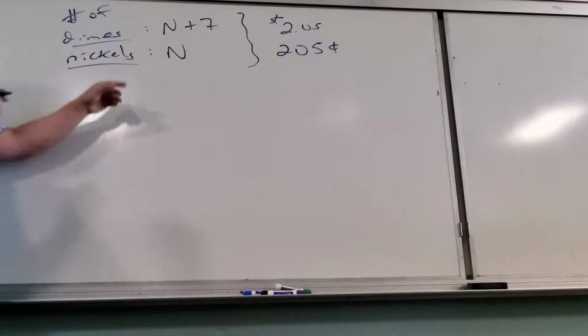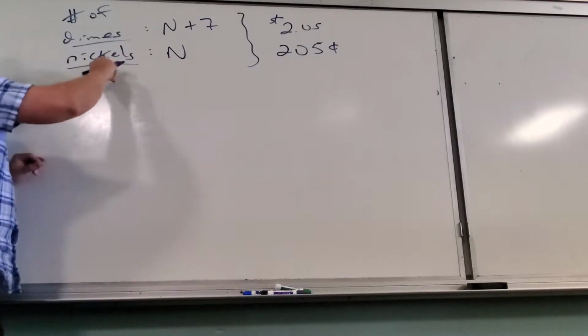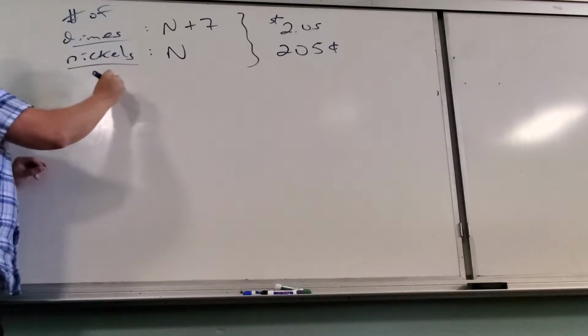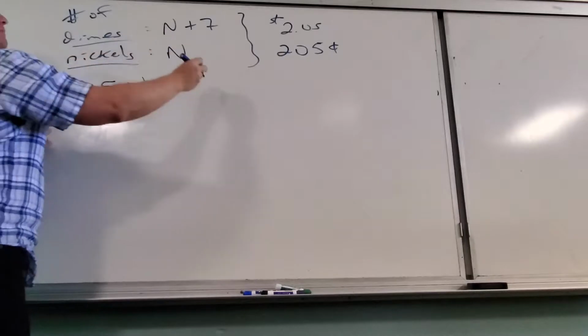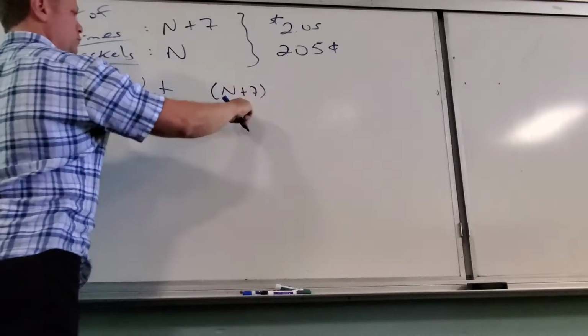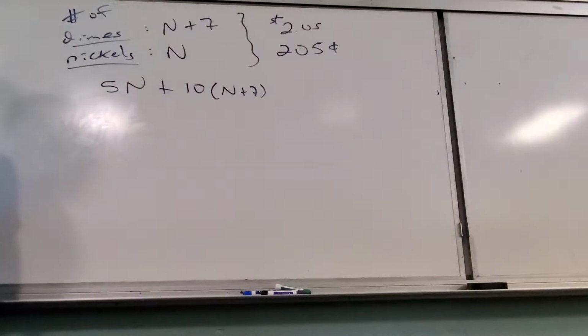All right. So how many cents do I get from each nickel? 5. So how much total cents do I have? 5 N. And then from each dime, I get 10 cents. You guys, this idea shows up so many times.